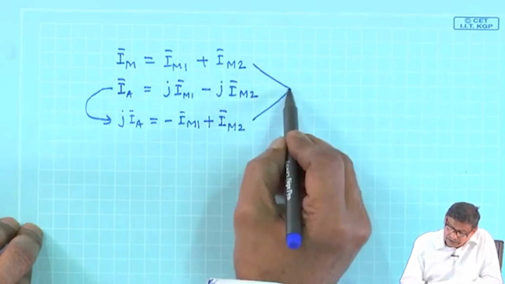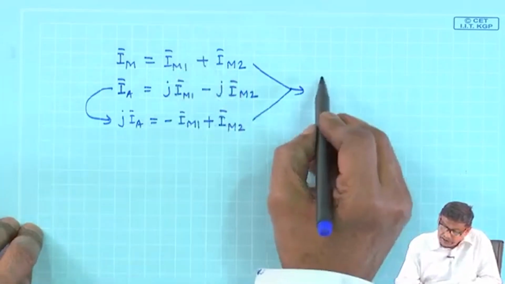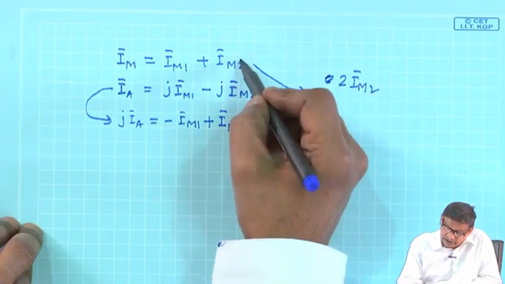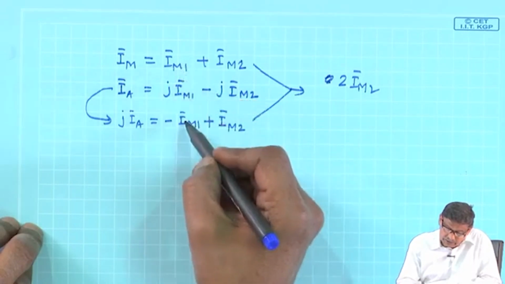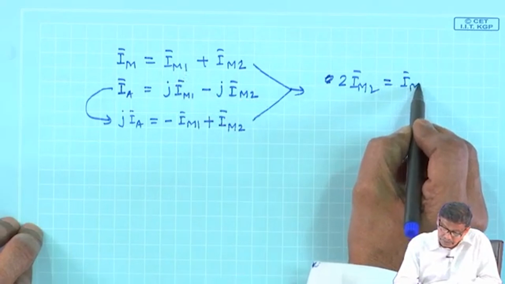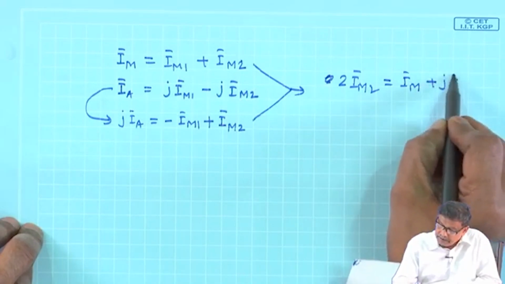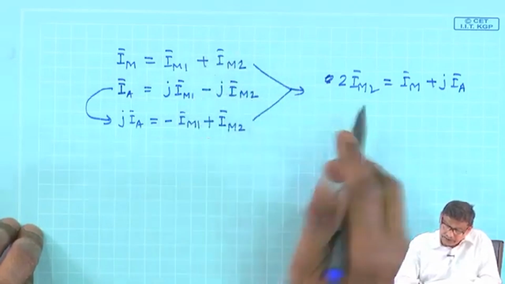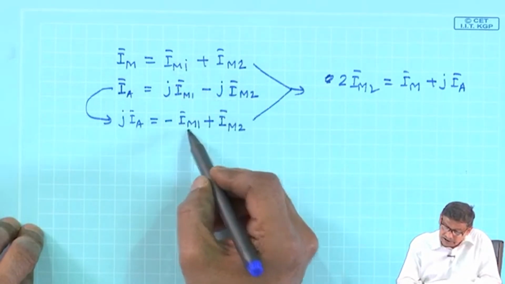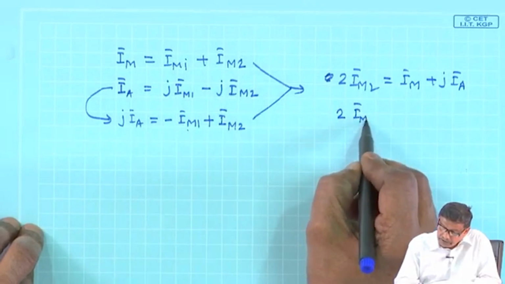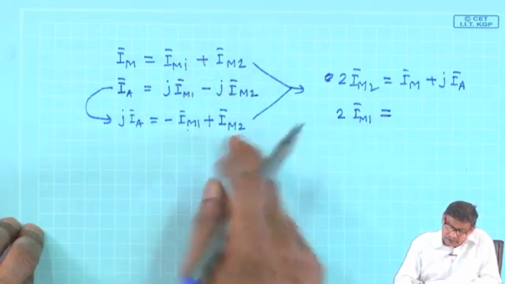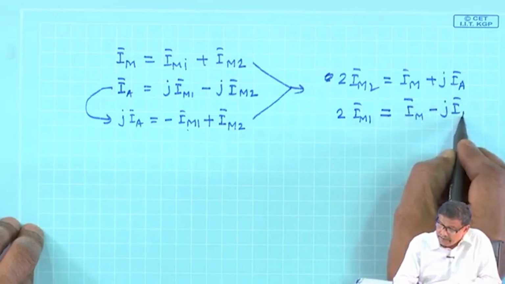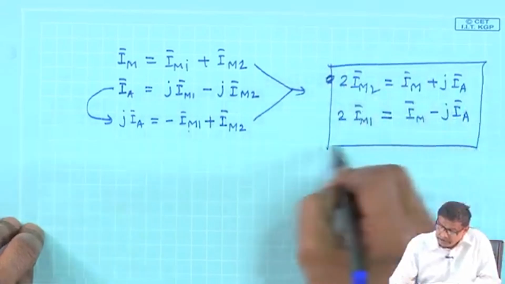So, from these two equations, if you add, this will cancel out and you will get 2 I bar M2 from the right hand side, equal to I bar M plus J I bar A. Similarly, if you subtract these two, you will get 2 I bar M1 equal to I bar M minus J I bar A. So, these two are the main thing.